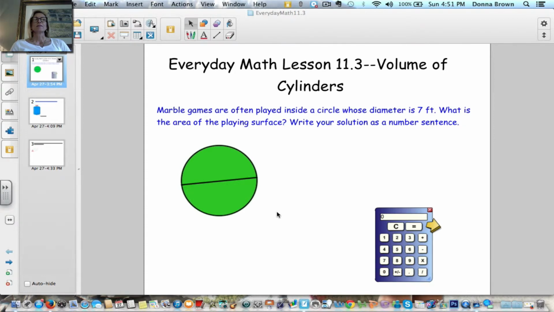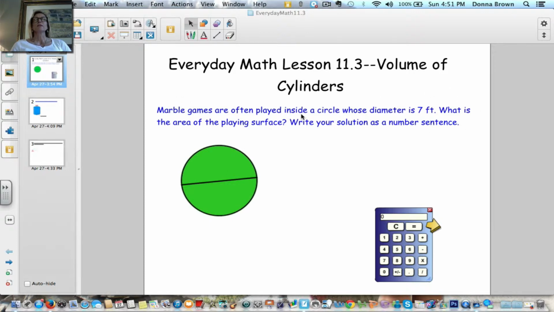Tonight's lesson, Everyday Math 11.3, is on the volume of cylinders. So we've already talked about how to find the area of a circle as well as the area of rectangles, and we've also talked about how to find the volume of prisms. So tonight we're going to put some pieces together. So let's first start with this question right here.